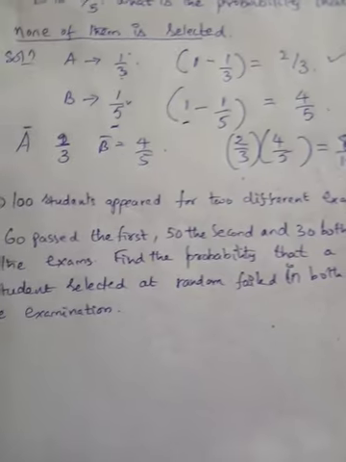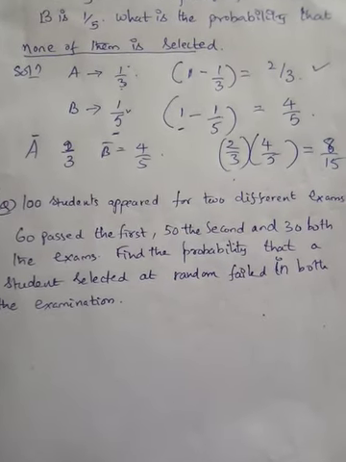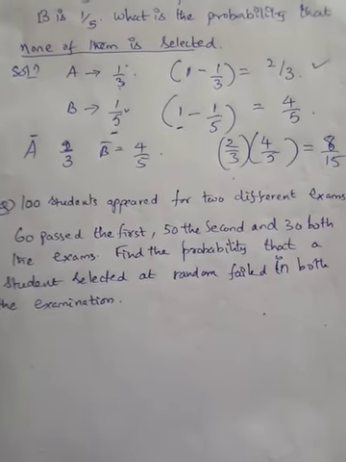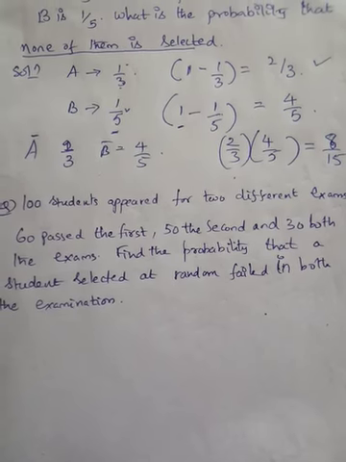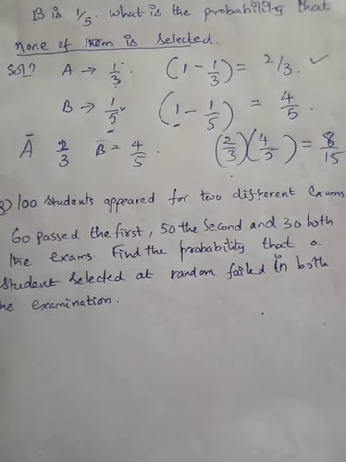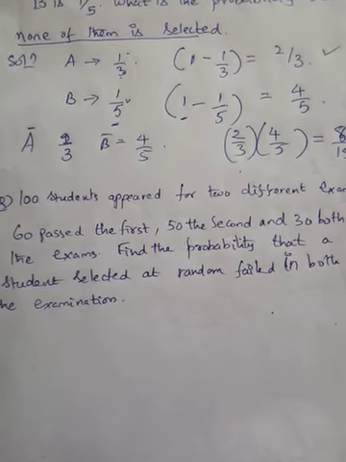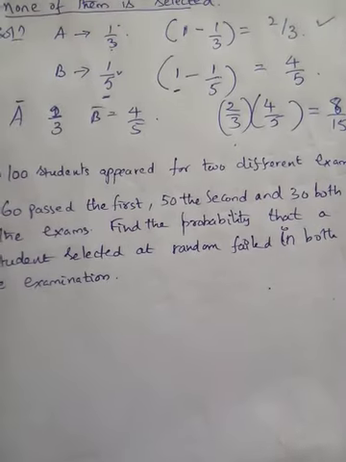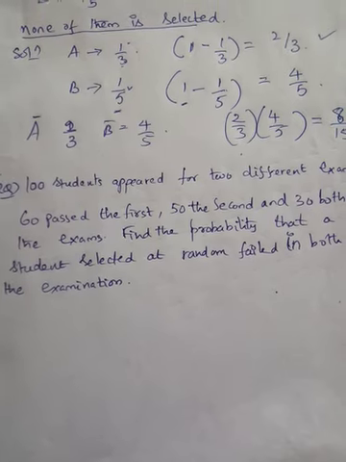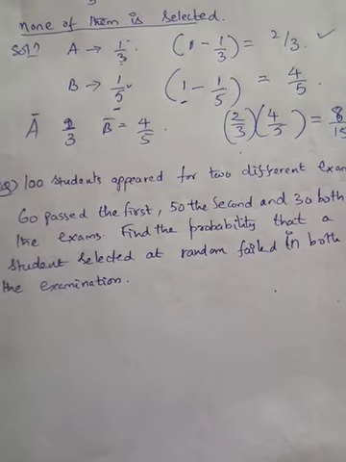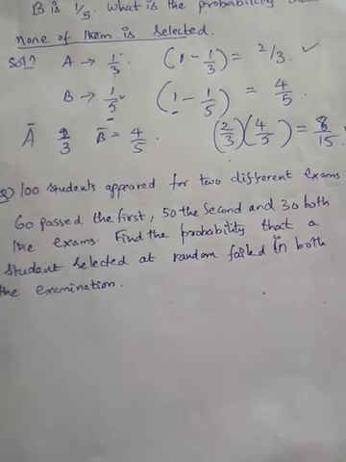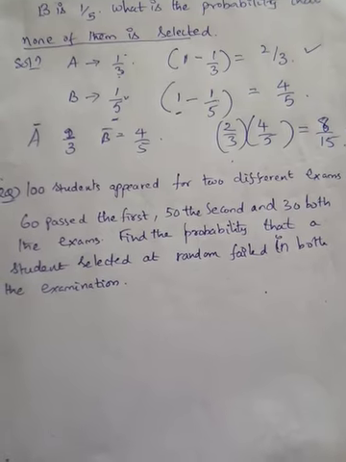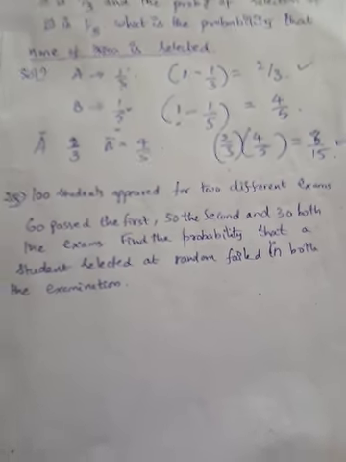Find the probability that a student selected at random, if you take any student suddenly selected at random, failed in both the examinations. So a student selected at random must fail in both the exams. What is the probability for finding that the student selected at random failed in both? Now let us go to the question in clarity.